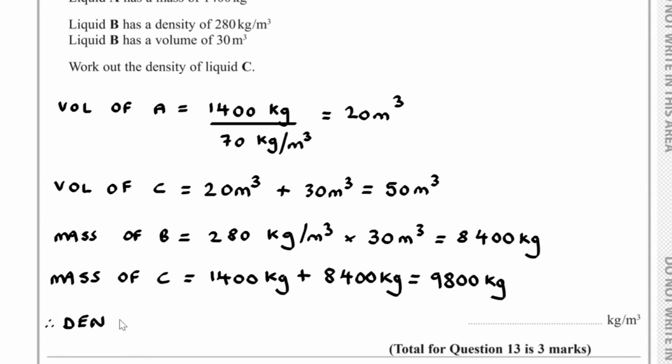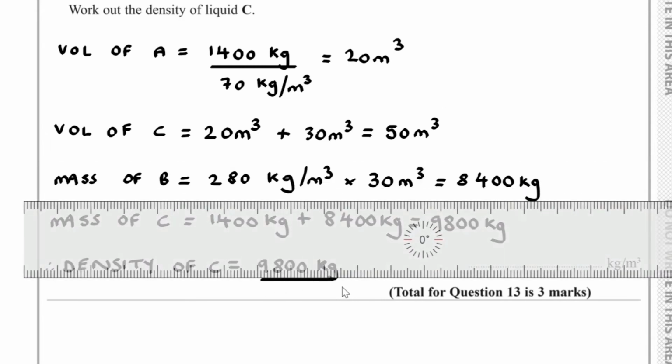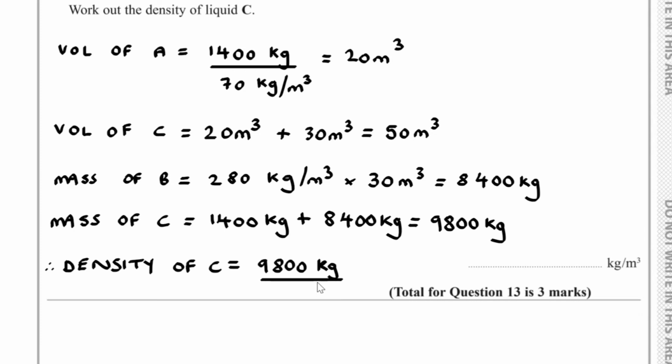And so therefore for the density of C, we have the mass 9,800 kilograms divided by the volume 50 meters cubed. So the density is equal to 196 kilograms per meter cubed.